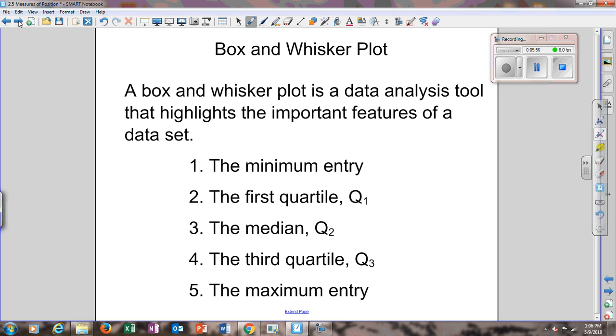Box and whisker plot. This is just a data analysis tool that highlights the important features of a data set. So you're going to have your minimum entry in there. That's your first point. Then your first quartile, Q1. Then the median, third quartile, Q3, and the maximum entry.